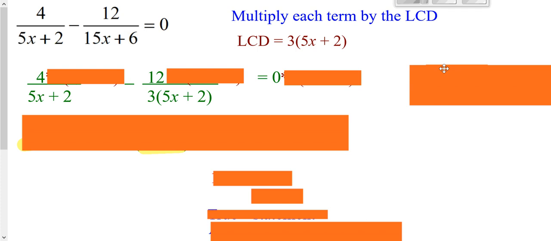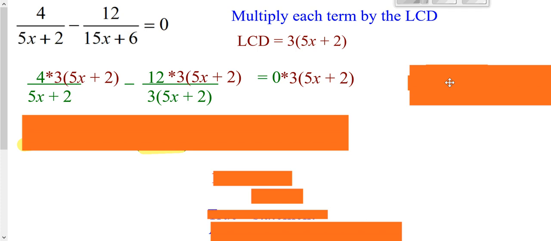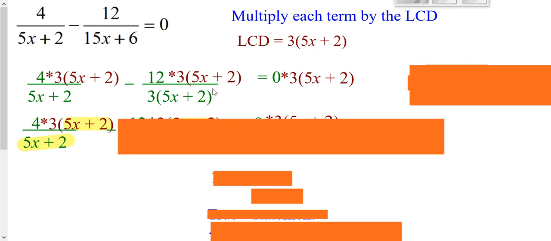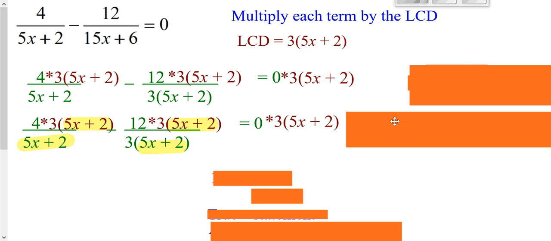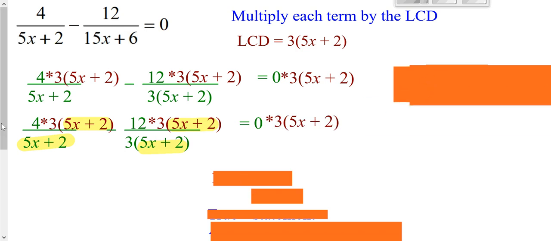Multiply each fraction on each side by your LCD, so our first fraction times our LCD, our second fraction times our LCD, and then the right-hand side times our LCD. You'll notice here you have a 5x plus 2 top and bottom, so they're going to cancel out. Here you have a 5x plus 2 top and bottom, and you have a 3, so they're going to cancel out. And then over here, nothing cancels out. So over here, you're left with just a 12. Here you're left with the 3's dropping out also, just with a minus 12.